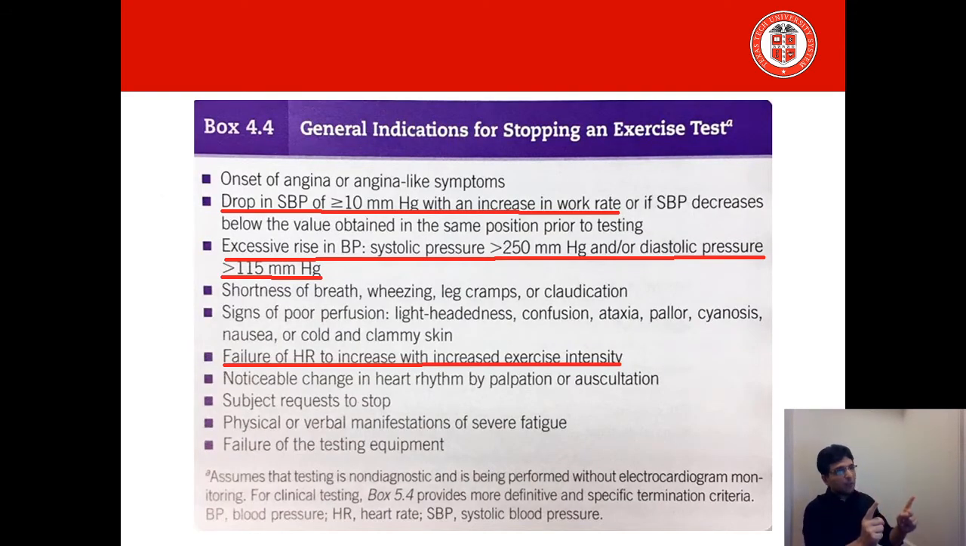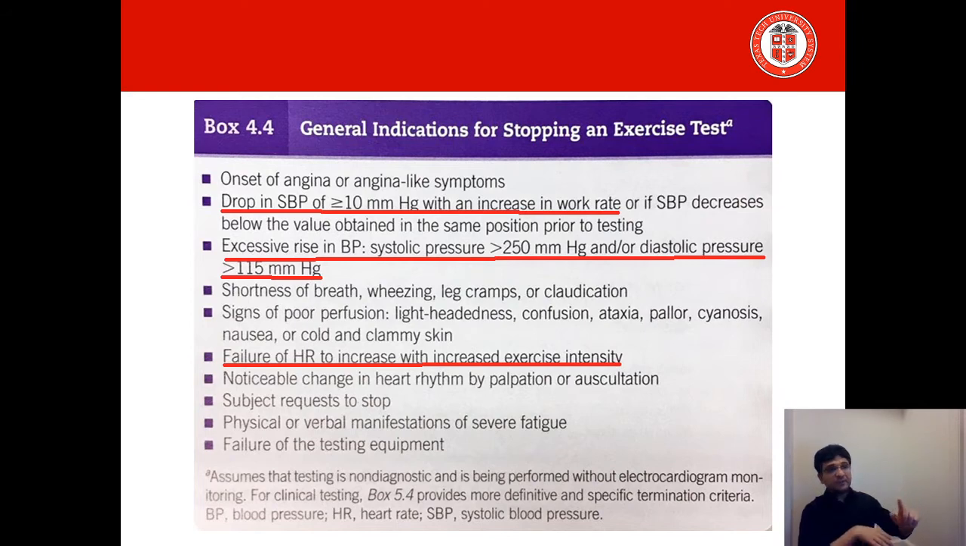This is another box which I have discussed before in the blood pressure practicals: what are the indications for stopping the exercise. I've highlighted the stuff in red, which I feel is the most important, and you are likely to encounter this in your professional careers. So if you see a drop in systolic blood pressure, especially more than 10, try to stop the exercise, try to consult the physician, try to get a clearance before you make that person exercise again.